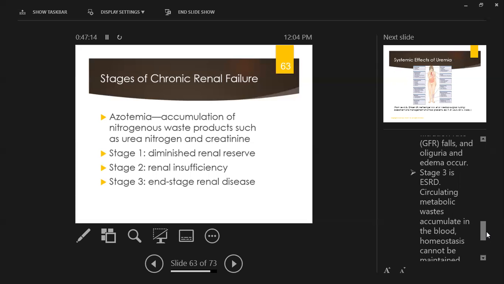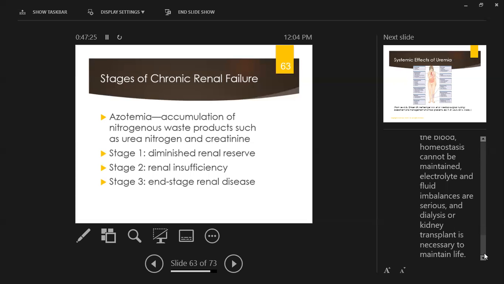And then we have stage 3, which is often considered, they also can sometimes throw in a stage 4 here, but end-stage renal disease. Circulating metabolic wastes are going to accumulate in the blood. We'll be unable to attain homeostasis. Electrolyte and fluid imbalances will become very serious, and we need dialysis or kidney transplant at this point to maintain life.